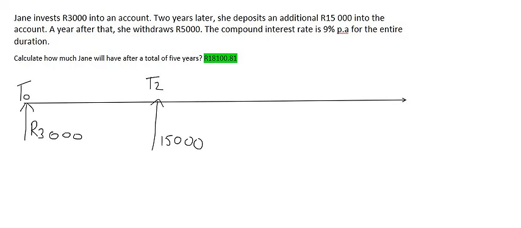A year after that, she withdraws 5,000 Rand. So at T3, she is going to withdraw 5,000 Rand. Withdraw means you take money out. The compound interest rate is 9% for the entire duration. Calculate how much Jane will have after 5 years.